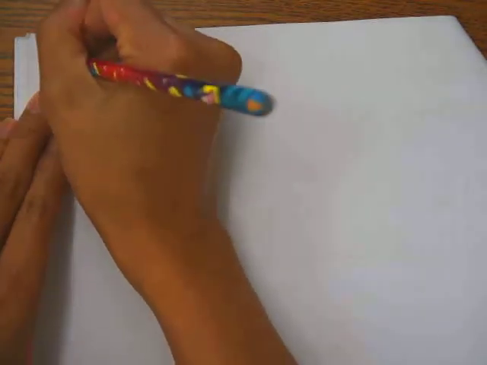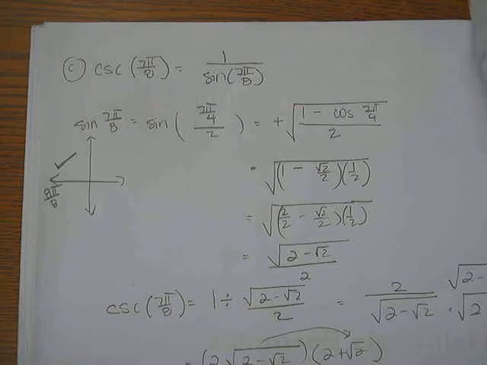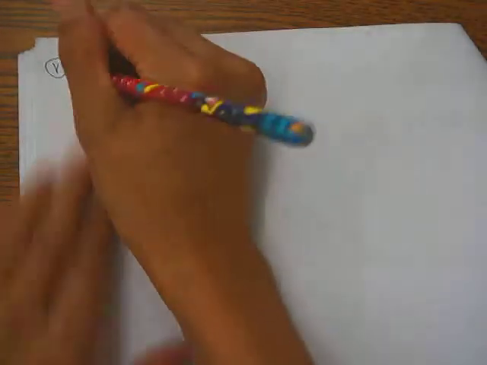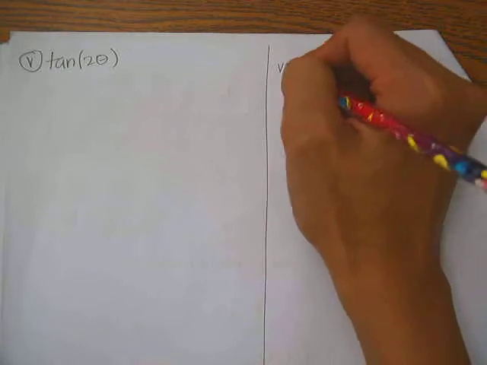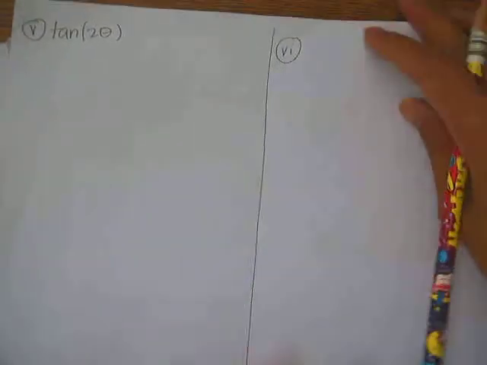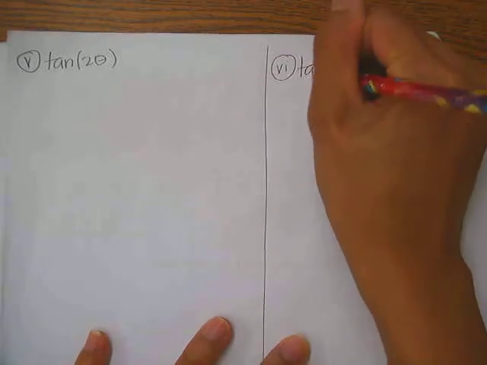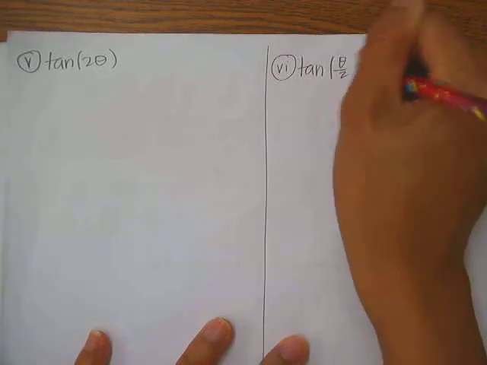Okay, so let me copy what 5 is. 5 says I want to find tangent of a double theta. And then I'm just going to write 6 out as well because I don't want to have to flip it back again. 6i says tangent of a half angle, tangent of theta divided by 2.